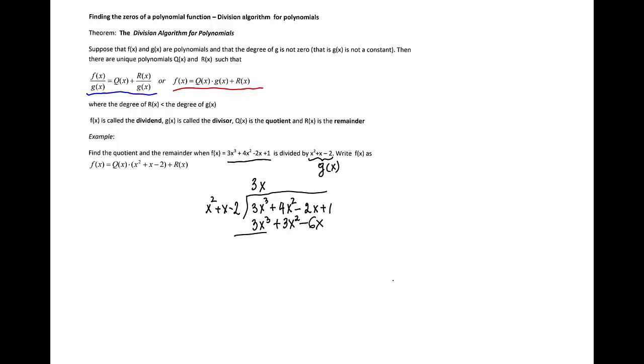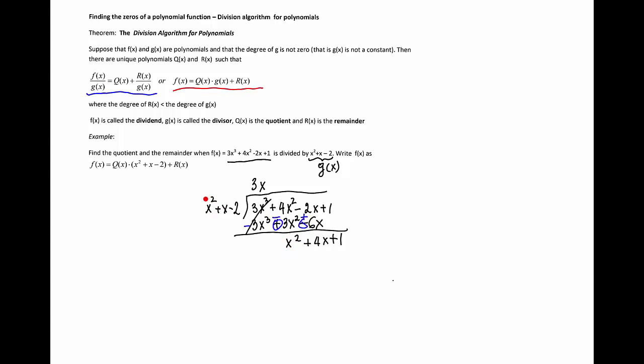Now we subtract those two polynomials. Subtracting means changing the sign to the opposite and adding corresponding like terms. So we'll get x squared plus 4x plus 1. And we'll repeat the process with x squared plus 4x plus 1 being the dividend.